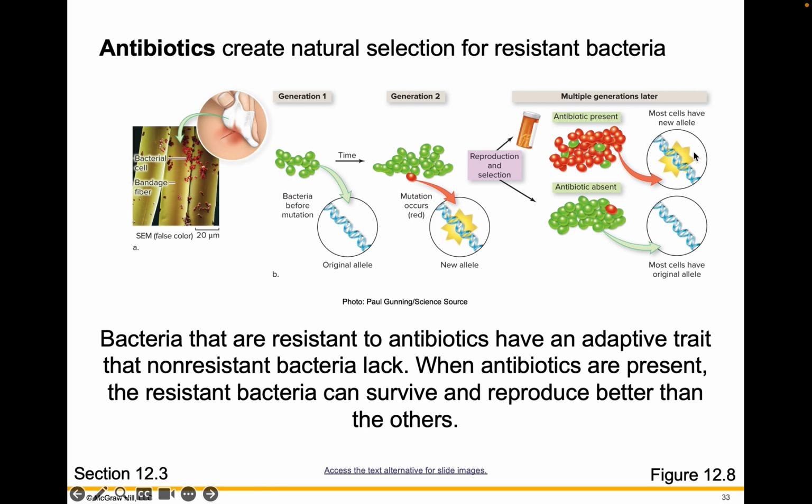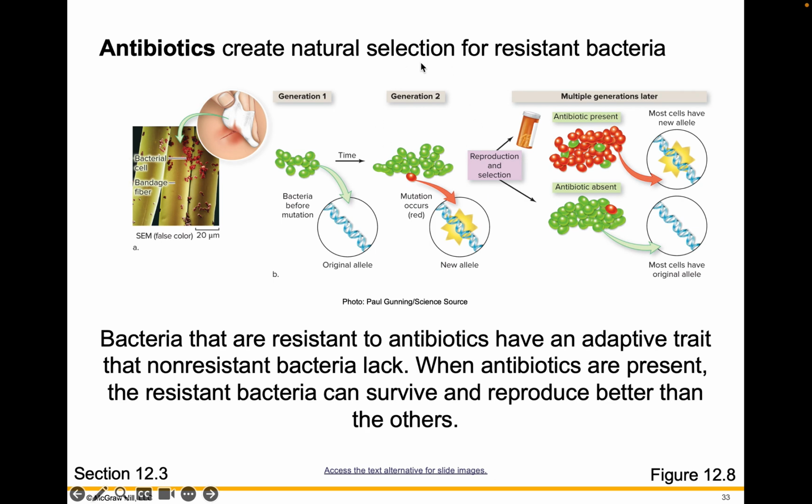And now, after taking antibiotics, the bacteria that are left in your cut are all the ones that are resistant to that antibiotic. And this is, in short, how antibiotic resistance evolves. Bacteria that are resistant to antibiotics have an adaptive advantage that the non-resistant bacteria lack. When antibiotics are present, those resistant bacteria can survive and reproduce better than the others.